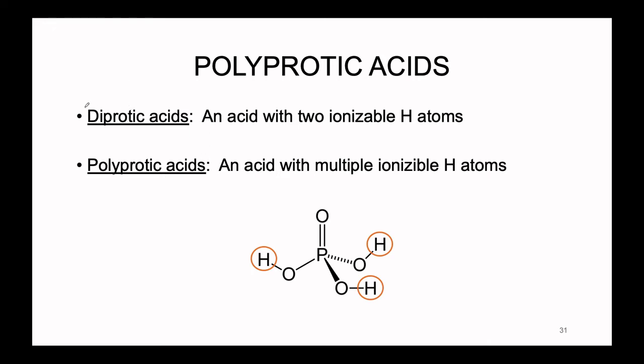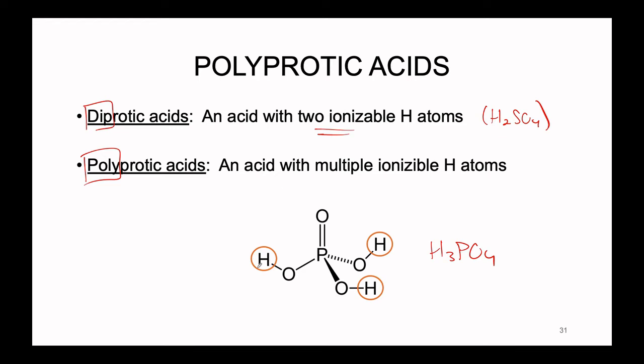But what happens if we are working with diprotic or even polyprotic acids, where a diprotic acid is an acid that has 2 ionizable H atoms, which would be something like H2SO4, or a polyprotic acid, which is just an acid that has multiple ionizable H atoms or H+ ions, something like what is illustrated below, which is H3PO4. Here we have the Lewis structure illustrated for H3PO4.